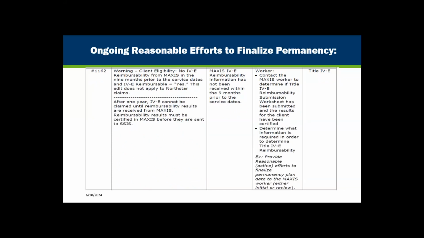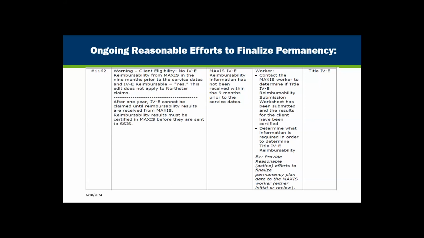And then on the Maxis side, there are some detailed steps they need to do to continue our ability to claim Title 4E. We call them certification reviews, reimbursability reviews, terms like that you will hear. Those are specific to Maxis activities. And if the Maxis worker hasn't done their activities in a timely fashion, there is a proofing message on the SSIS side saying we're missing some details from Maxis.